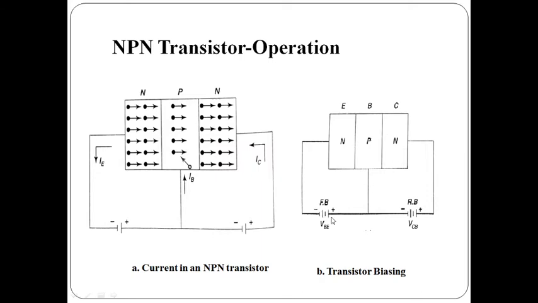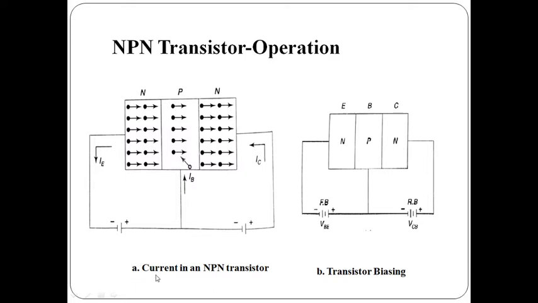So what do you mean by forward biasing? If you look at the figure, the negative terminal of the battery is connected to the N region, and the positive of the source is connected to the P region. This shows that the transistor is forward biased. If the positive terminal of the battery is connected to the N region and the negative is connected to the P region, it gives a reverse bias condition. Now let us look at how the current conduction takes place in an NPN transistor.